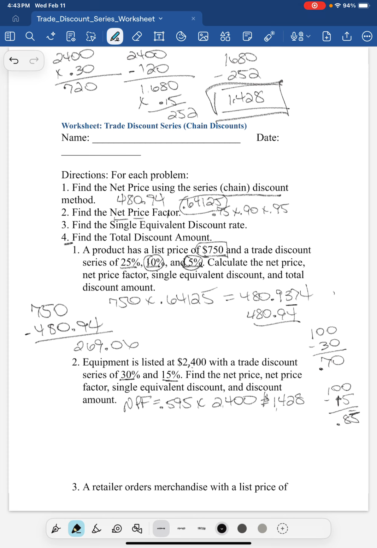And if we want to know our discount amount, again, all we do is take our original amount and subtract the new price that we came up with. And that's $972 in a discount amount.